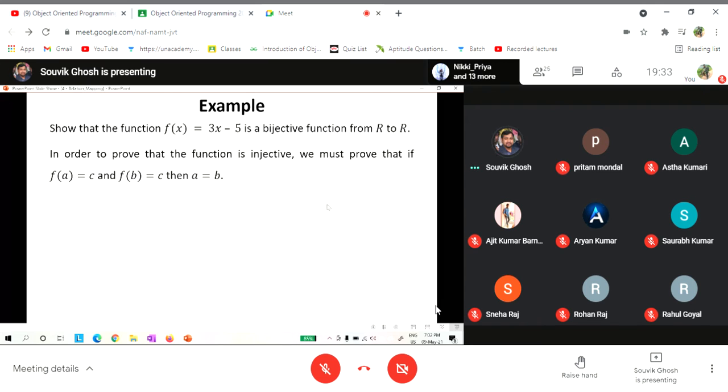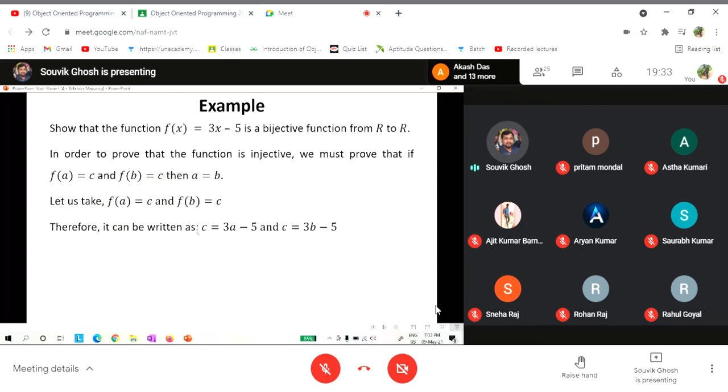That means we must prove that if f(a) = c and f(b) = c, then a should be equal to b. So let us assume there exist two different elements which map to the element c. That means we can write f(a) = c and f(b) = c. We can equate them, so f(a) = f(b).